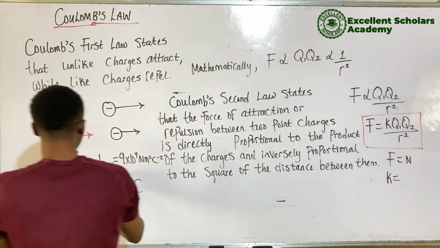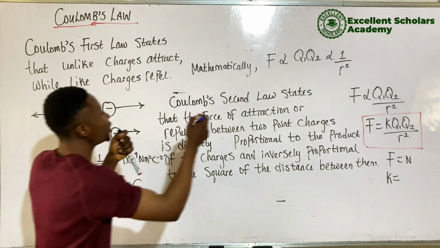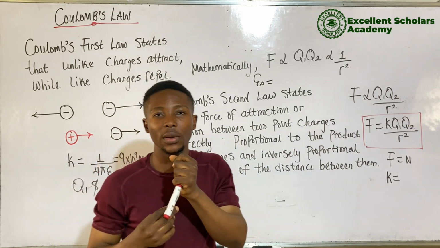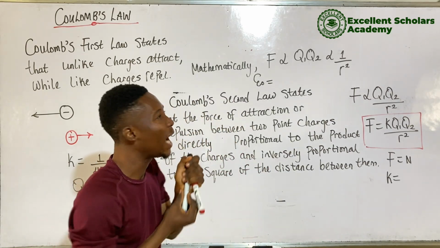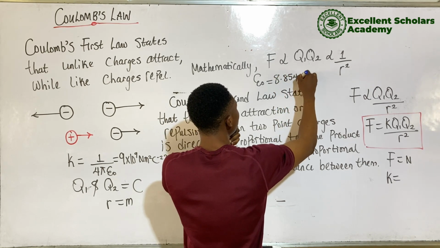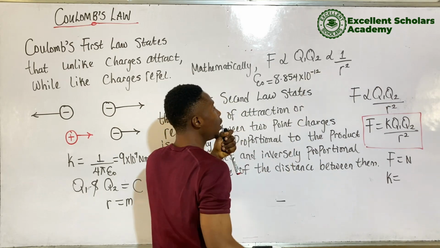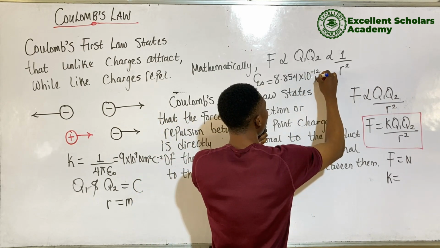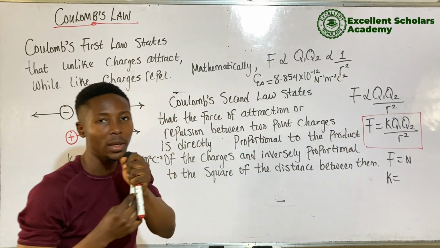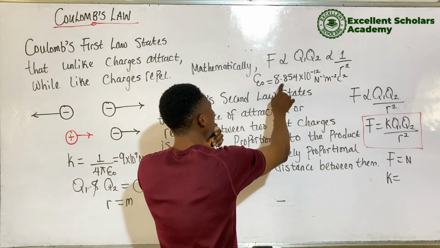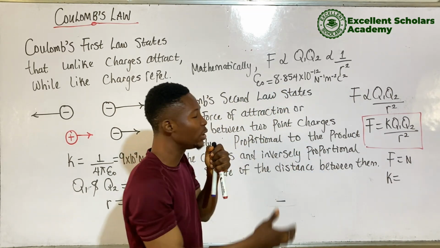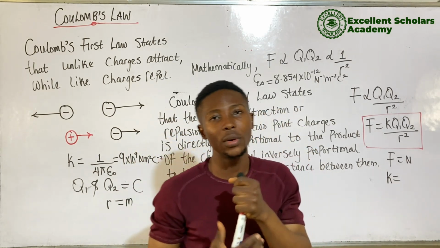So you might be wondering, what is this epsilon naught? Epsilon naught is actually the free space permittivity. It has a value of its own of 8.854 times 10 to the power of minus 12 Coulomb squared per Newton meter squared.